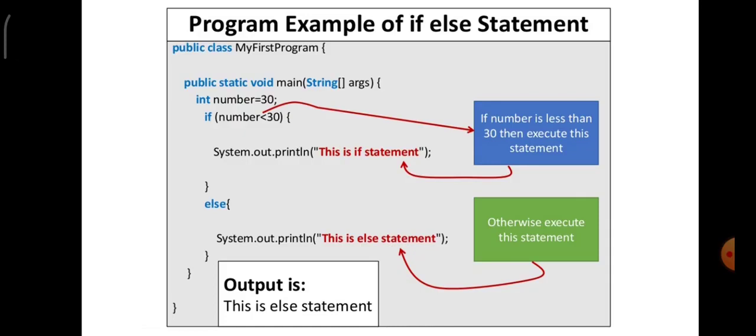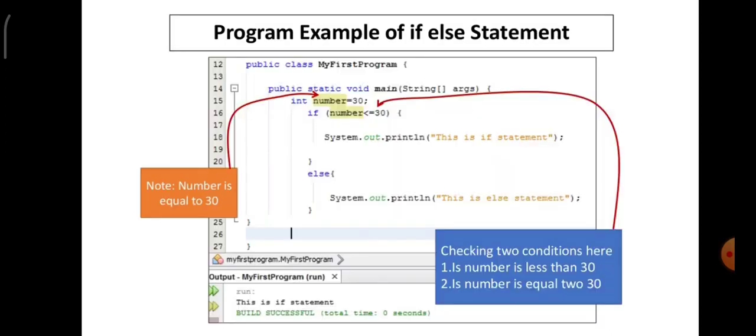Now what statement does it read? It reads System.out.println, this is else statement. So finally the output is this is else statement. Hope this is clear to you. That is what I have clearly given to you. For your better understanding, I have given you arrow marks.